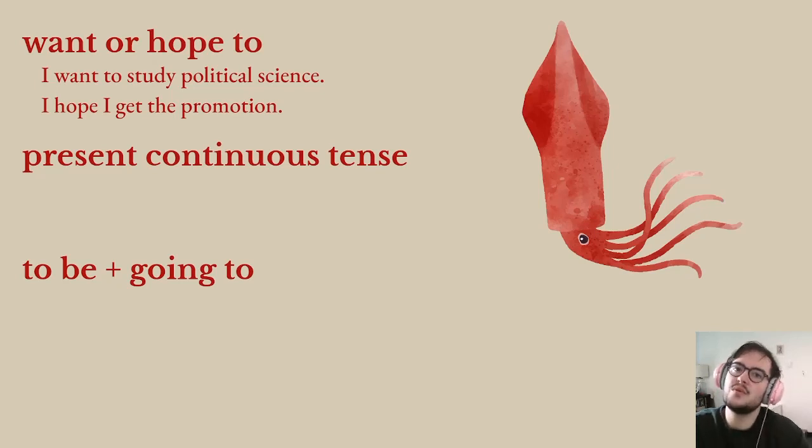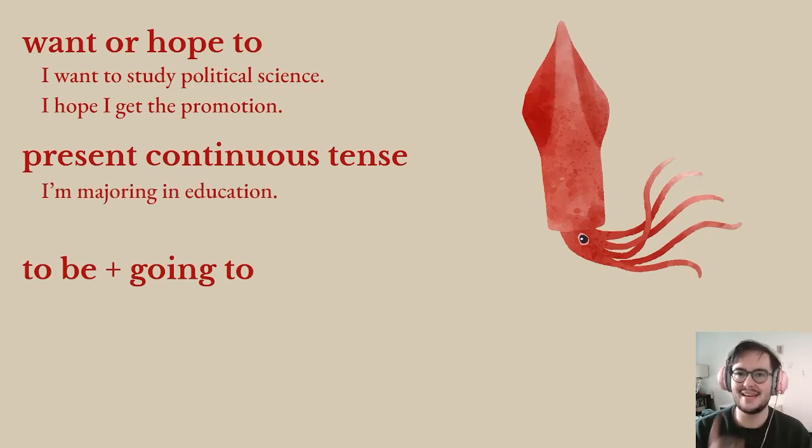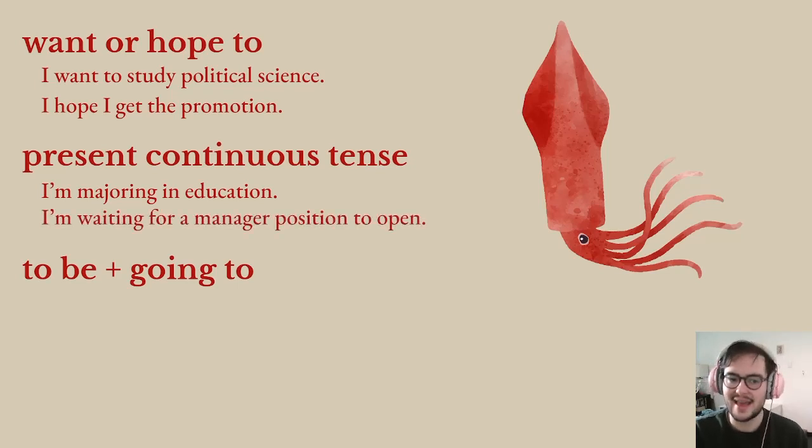We also use the present continuous tense. The present continuous tense is to be and then an ing verb. So I am, I'm majoring in education. Majoring means you're studying it in college. I'm majoring in education. I'm waiting for a manager position to open. So I hope to get a promotion, but I'm waiting for a manager position to open.